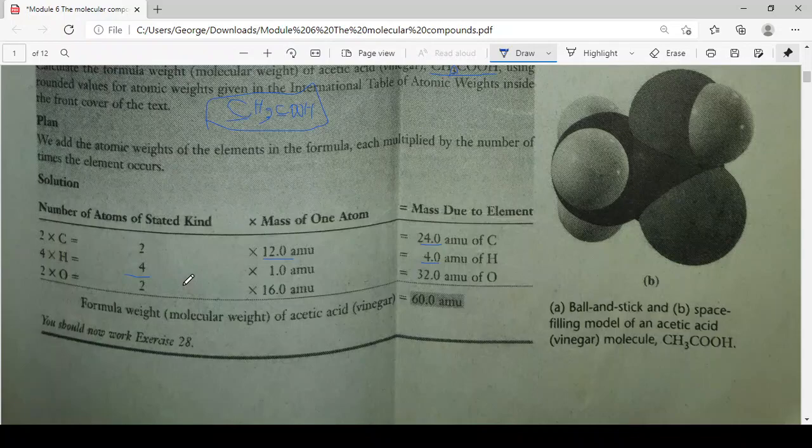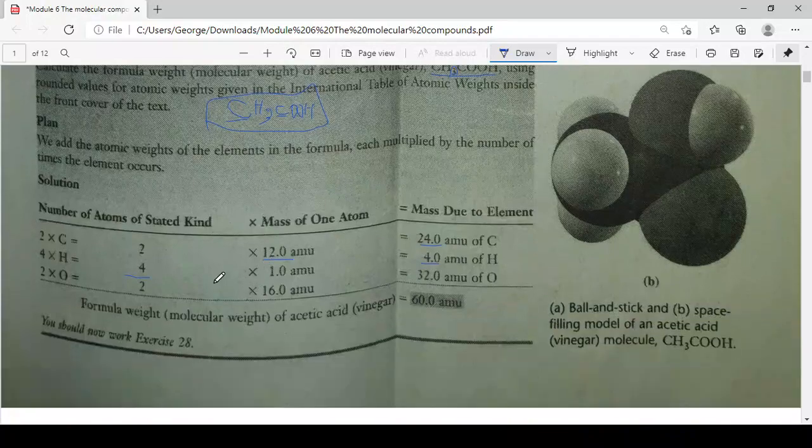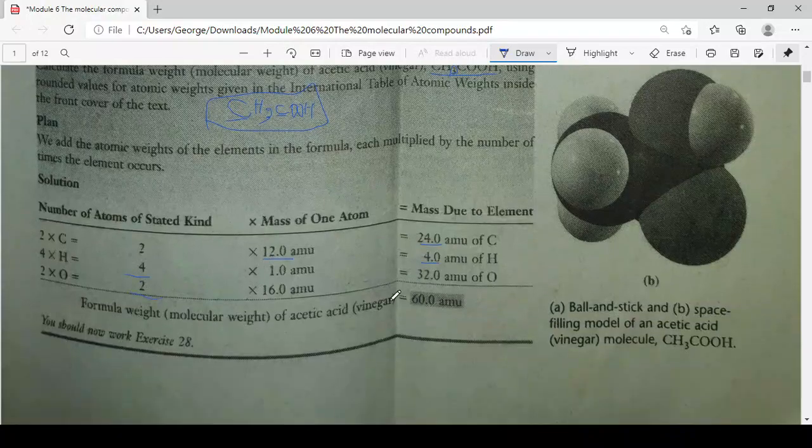Next, how many oxygens do we have, kids, in our acetic acid? 1, 2. I have 2 oxygens. For every 1 oxygen, I have 16 atomic mass units. So 16, and since I have 2 oxygens, I multiply by 2. I have 32 atomic mass units. And simply, add all the atomic mass units you've gathered, and your final answer will be your formula weight. So, this is the formula weight of your acetic acid, or CH3COOH.